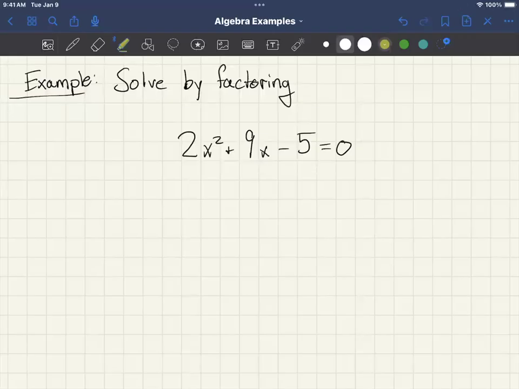How do we solve a quadratic equation by factoring when the a value is not 1?